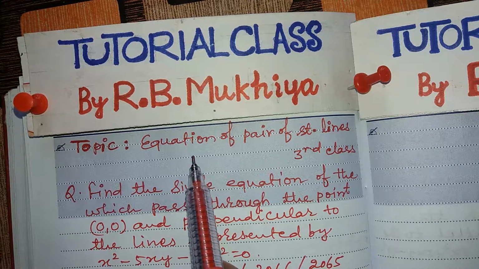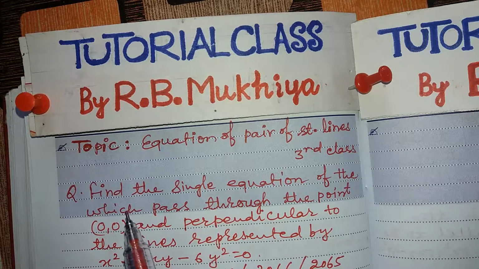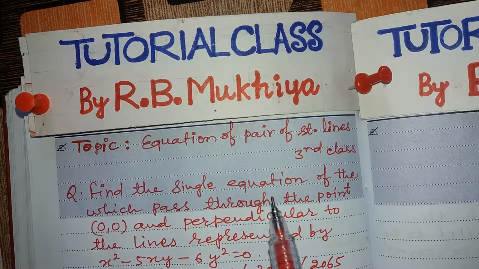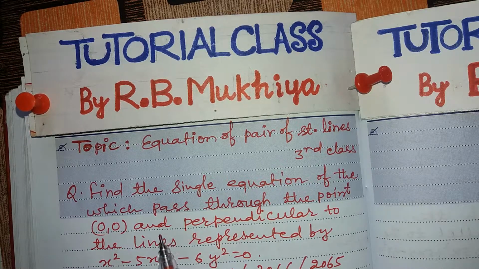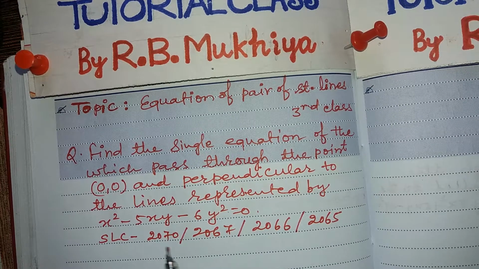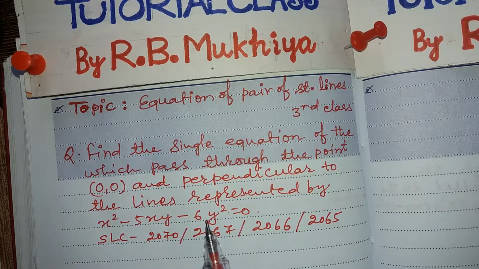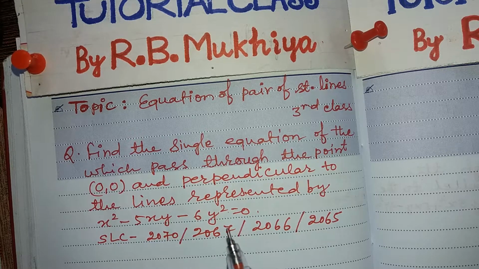The topic is equation of pair of straight lines. It is the third class of the topic. The question is: find the single equation of the lines which pass through the point and are perpendicular to the lines represented by this equation. This equation will produce two different equations, and we have to find the equations of the lines which are perpendicular to each of them. Let's see the solution.